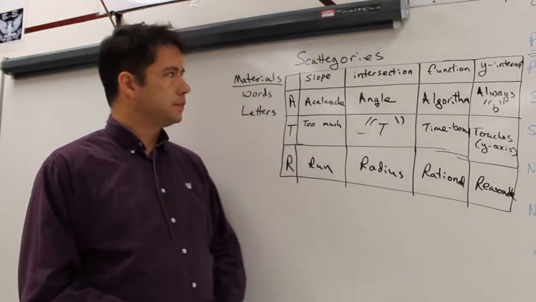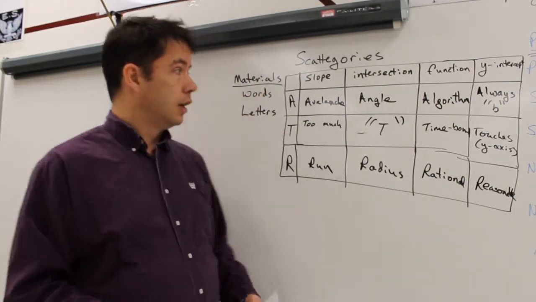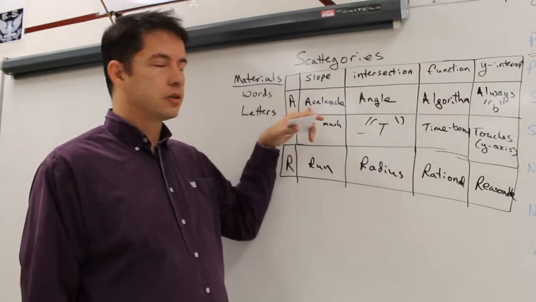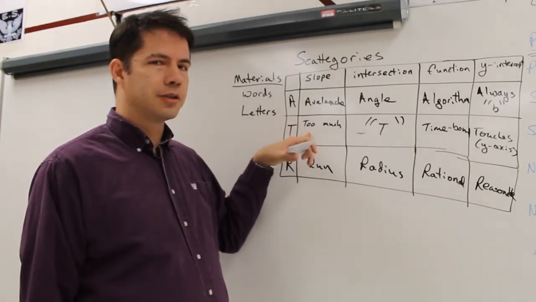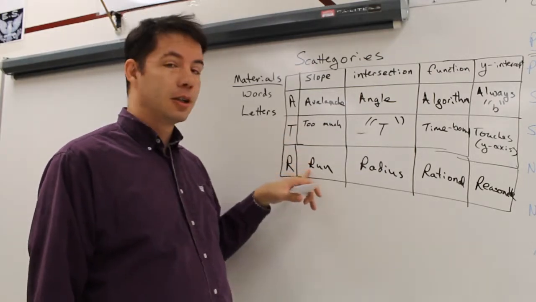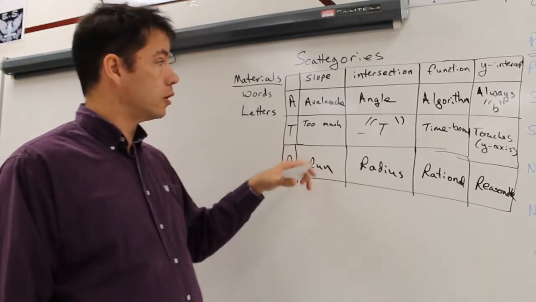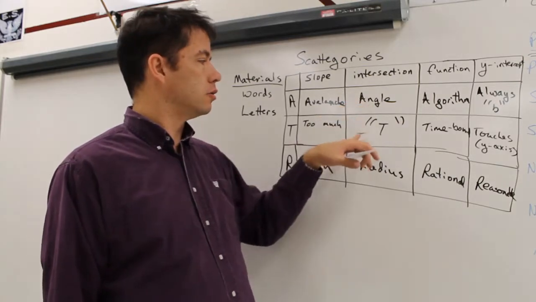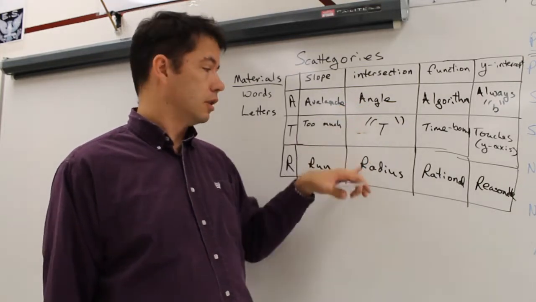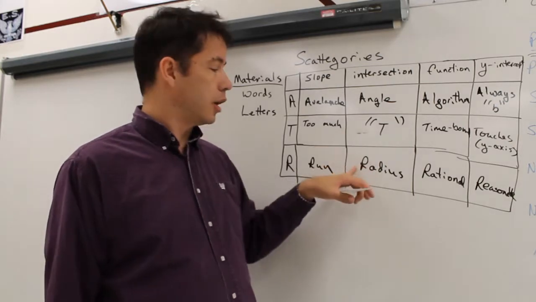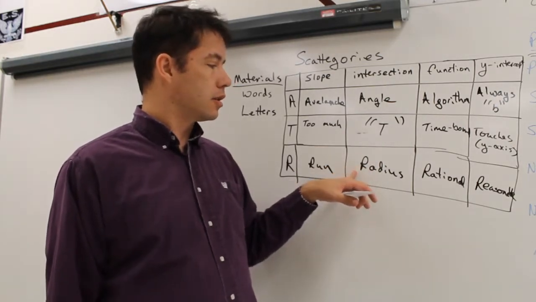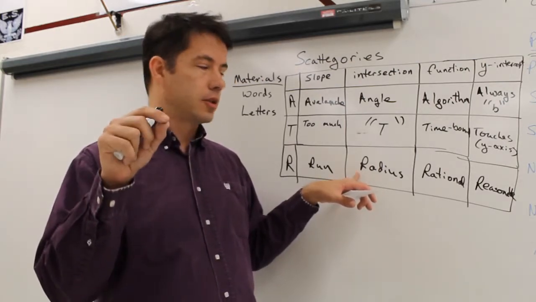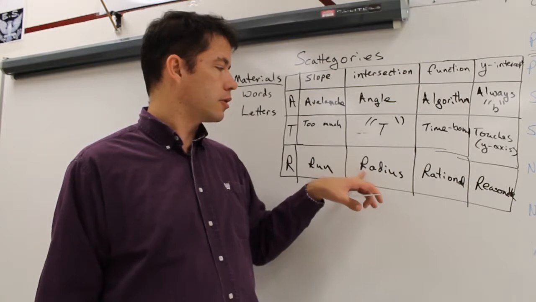Okay, so let's see what you got. Here's what I got. So for slope, A, put avalanche. T, too much slope, I guess. R, run, rise over run, okay. Intersection: two lines intersect to make an angle. T intersection, that's kind of cheating, but radius is where you could say that line segment from the center to the outer part of the circle is the radius.